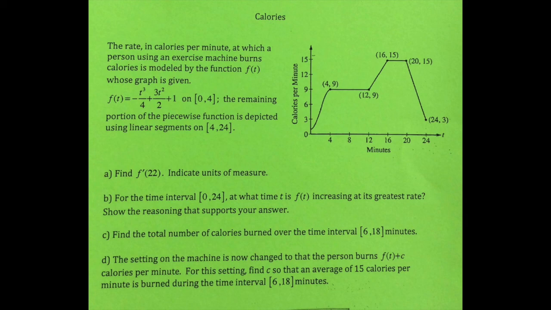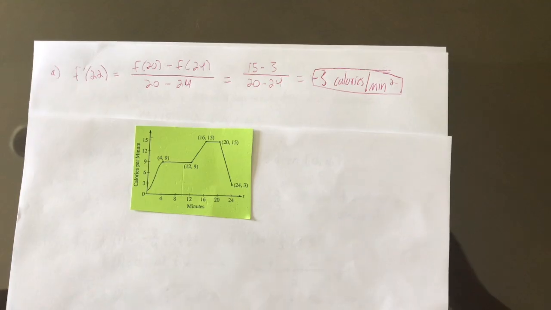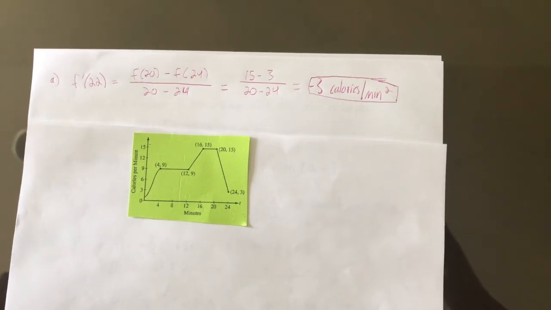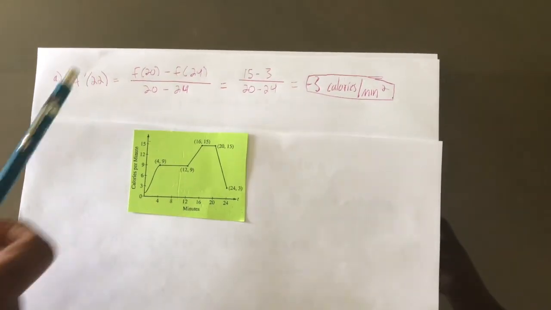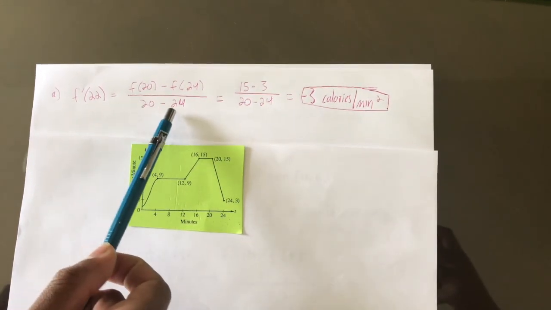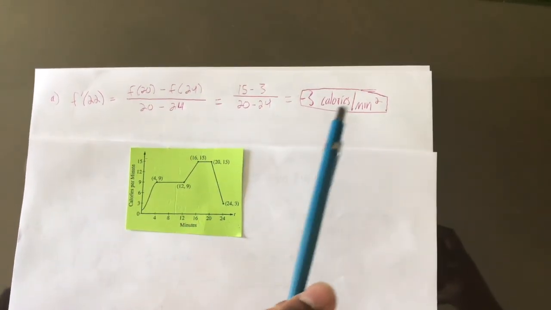Find f prime of 22. Indicate units of measure. To find f prime of 22, what you do is take the original function f and take the values of f of 20 and f of 24, which are 15 and 3, over 20 minus 24, which gives you negative 3 calories per minute squared.